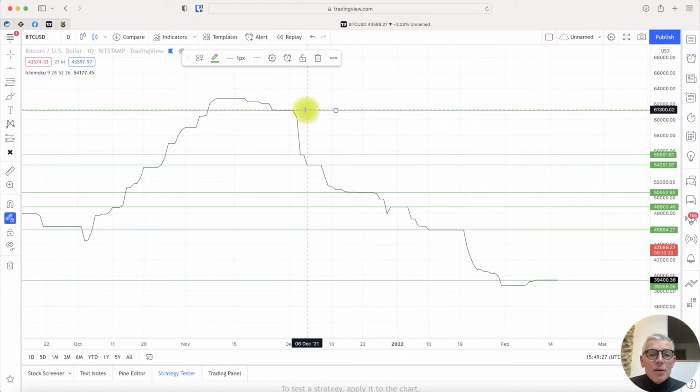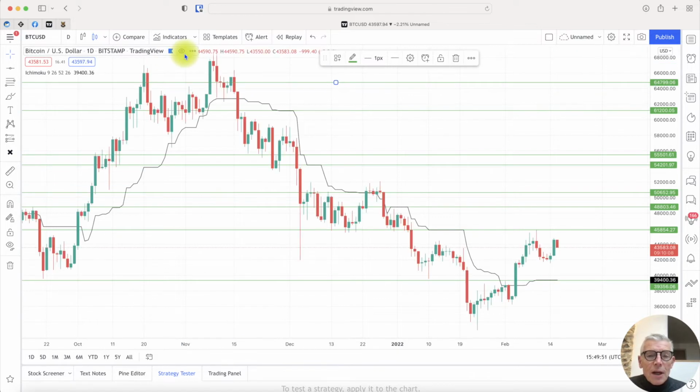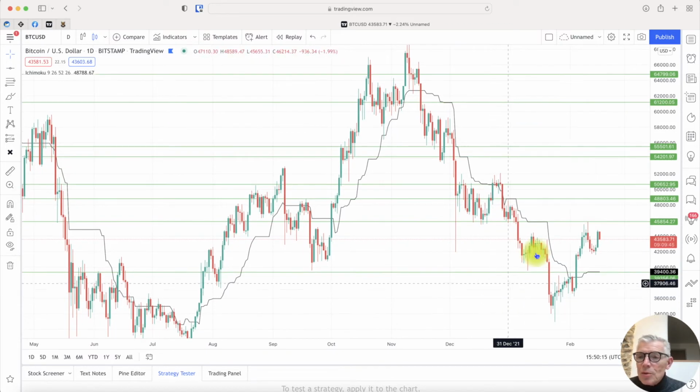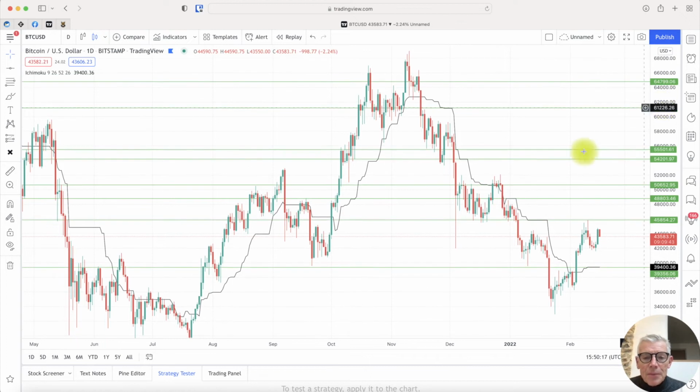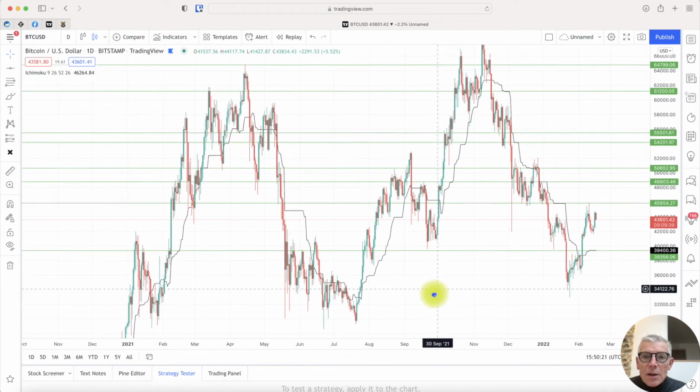Okay, now that I've done that, I will now bring the Japanese candlesticks back into the picture, like so. And I'm going to scrunch up my chart. What I'm going to do now is look where these lines have had significance in the past. So I'm just going to scrunch this up a little bit here, make it even smaller.